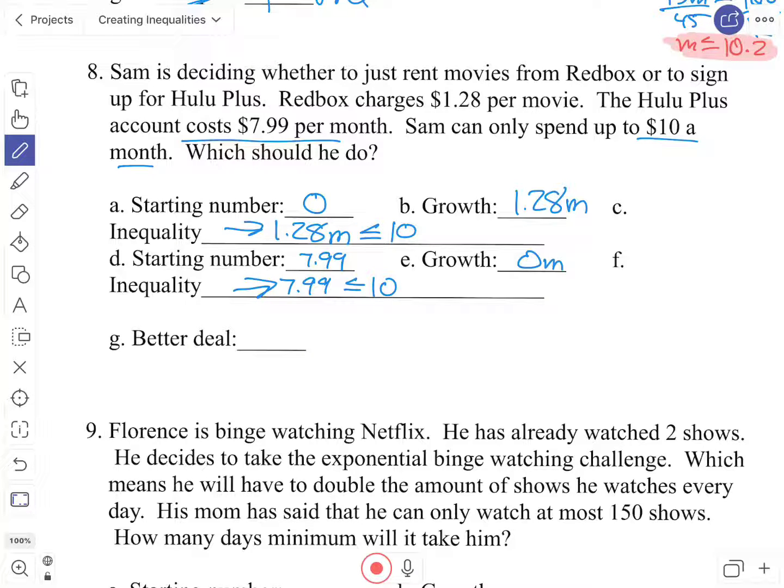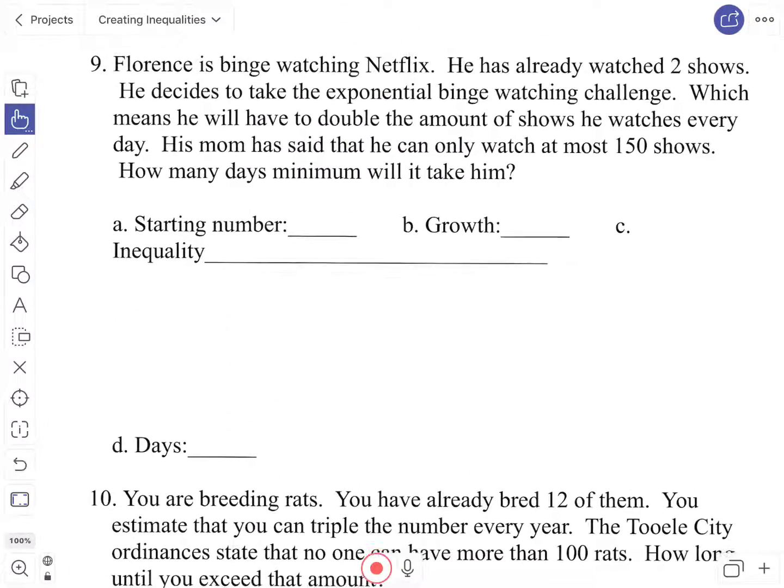For this one, we would take 10, divide by 1.28, right? We get m is less than or equal to 10 divided by 1.28, which would be 7.8125. So basically he can only watch 7 movies. So Hulu, you can watch as many as you want. Redbox, you can only watch up to 7. I guess it depends on if you like Hulu or think it's got the movies you want to watch. But according to this, that'd probably be the better deal.